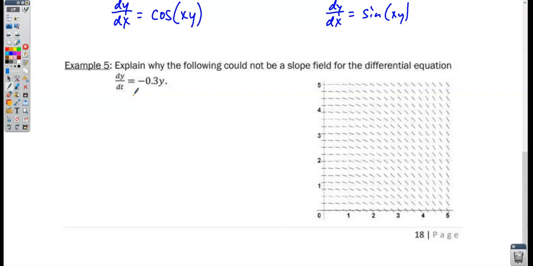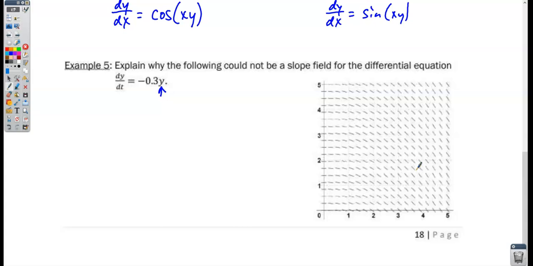Now, the first thing I'm thinking about when I see this differential equation, dy dt equals negative 0.3y, is that the slope lines are dependent on the value of y. And since we're in the first quadrant, all the y values are positive, and so this slope field should have negative slopes at every single point in this picture. And it appears that it does. So that's not a way to make our determination.